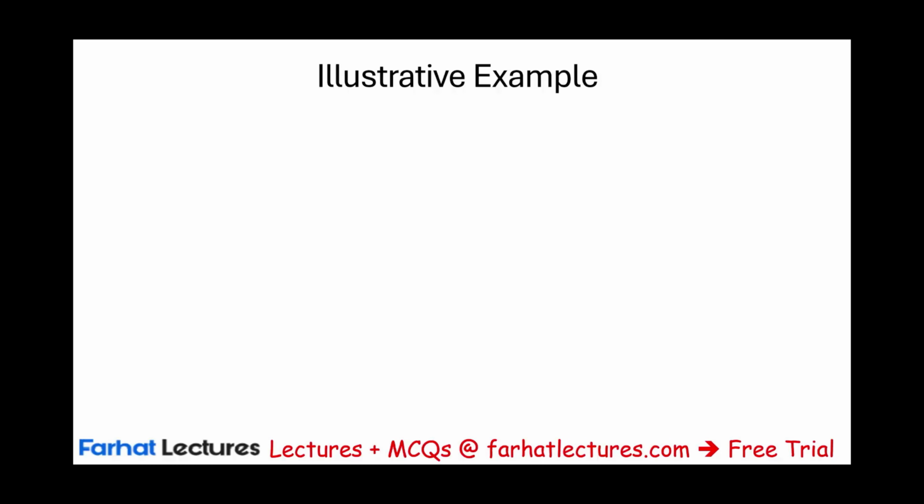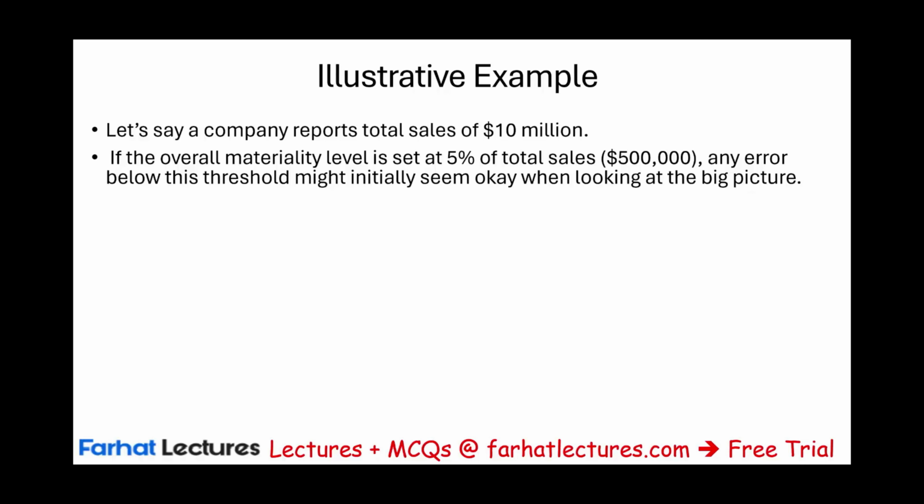Another illustrative example, again, to illustrate this concept. I know I keep giving you examples. It's important to understand it because many students find difficulty in this concept. Let's say we're talking about sales specifically, and we have total sales of 10 million, and we allocated an overall materiality of $500,000. We say the overall materiality for this sales is 5%. It means we can tolerate up to $500,000 in mistakes and still believe sales is fairly stated.